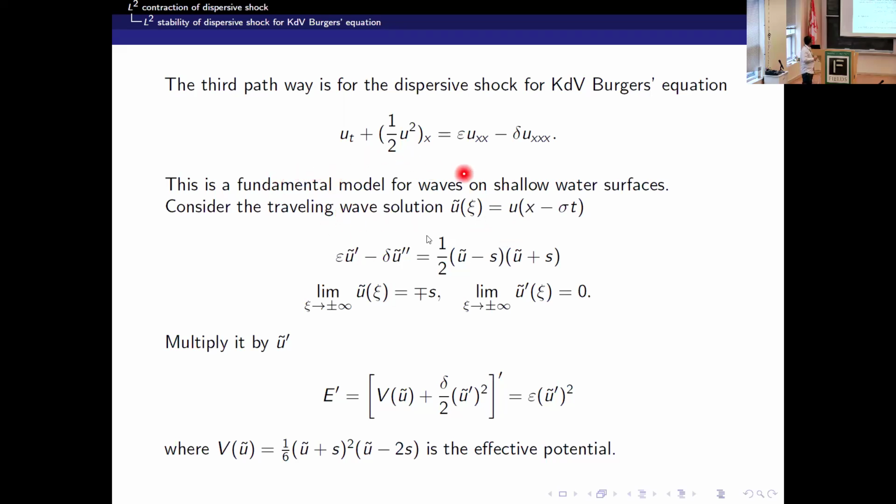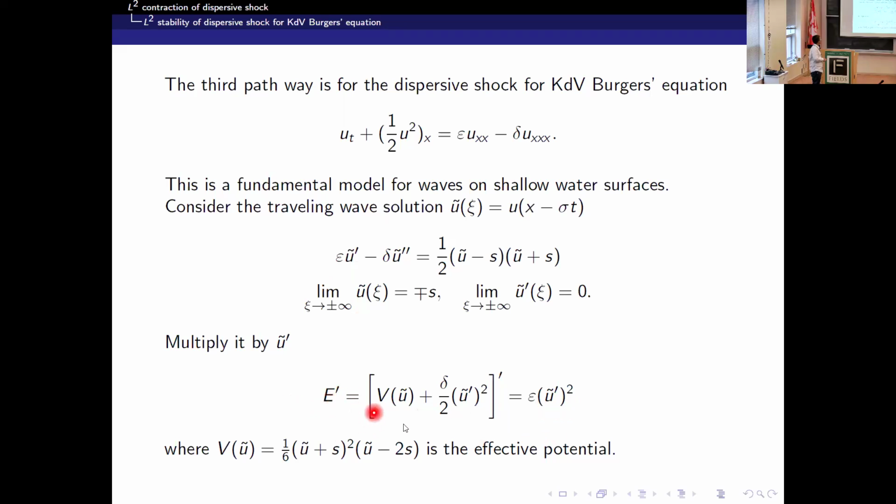So for the traveling wave, just plug in, you get this equation, and also this is our important initial data. Say at xi goes to negative infinity, water level is high, and the other water level is low. So you can think about U as the profile of the water on the top. Then multiply U tilde prime on both sides. Also, you need to remember U tilde is the traveling wave, and U is the solution for the equation. Then you get that the energy is dissipated.